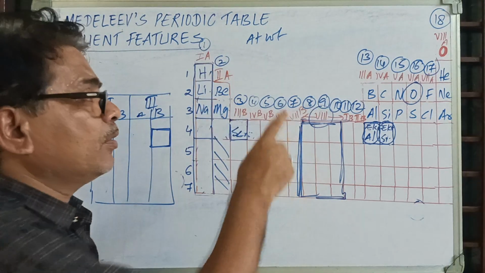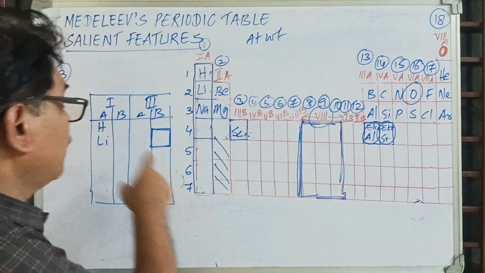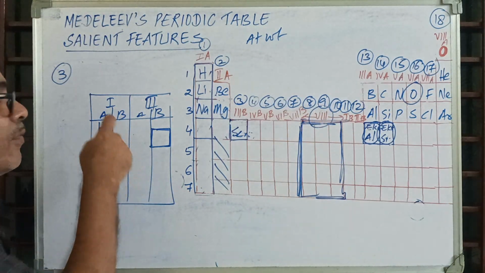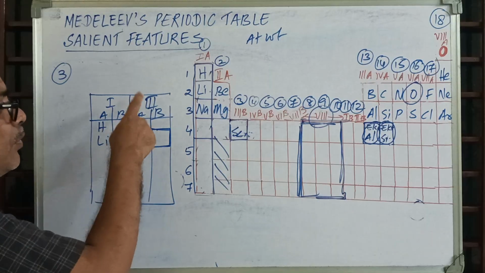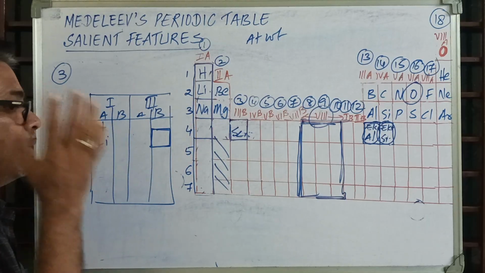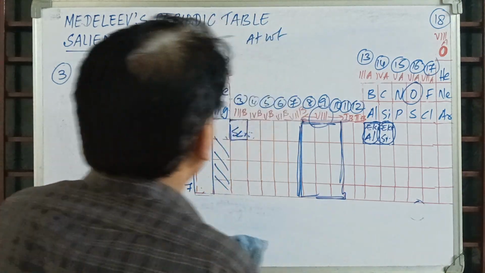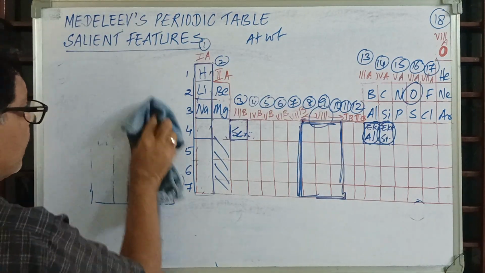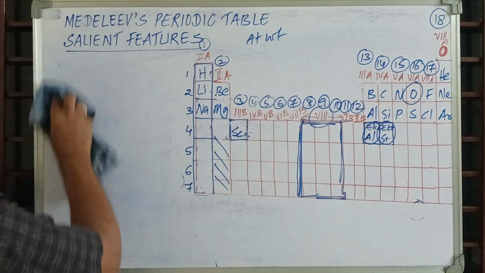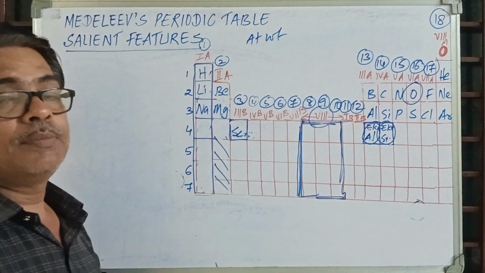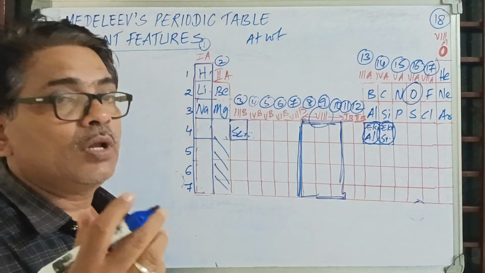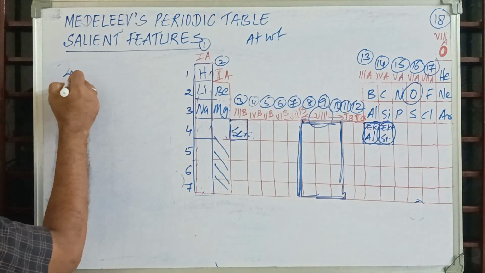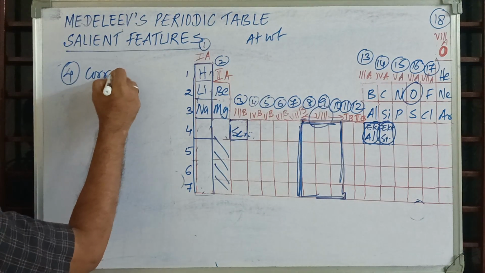Right now, once again I am telling you, this is the modern periodic table. His design was like this, so simple. 1, A and B, 2, A and B, 3, A and B, like that. Okay, done. And coming to the fourth important point, he himself corrected the atomic weights of a few elements. So that's what we call correction of atomic weight.